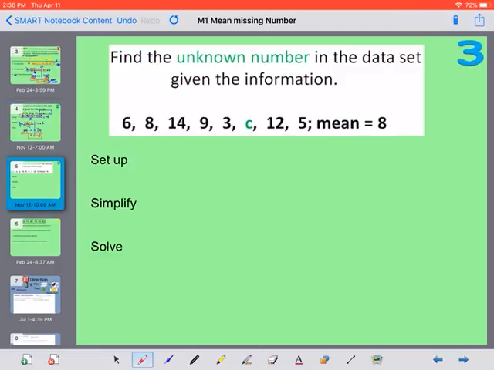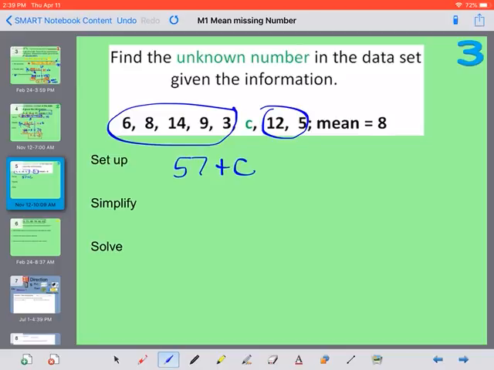I would suggest trying this one on your own and then clicking play to see if you got it right. So we're going to end up adding all of these numbers together. So I'm going to add these ones up right now. 6 plus 8 plus 14 plus 9 plus 3 plus 12 plus 5 is 57 plus whatever c is. And add them all up and divide by 1, 2, 3, 4, 5, 6, 7, 8 will give us a mean of 8.